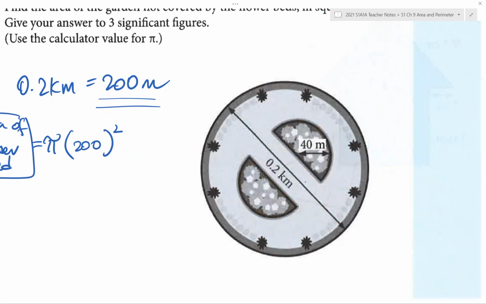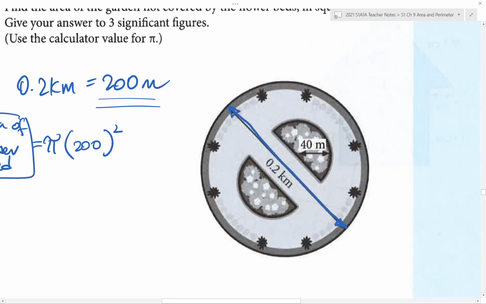200 meters. 200 meters is the flower bed. Okay, do you know where the 200 meters is on the diagram? No. 200 meters is from here to here. Oh.